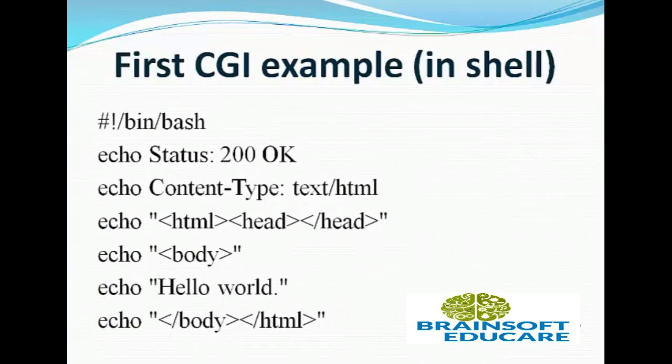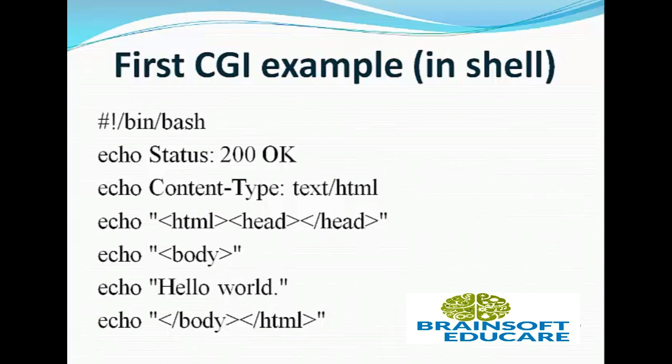We will also see a CGI example in the shell language. In the shell, we use the keyword echo. The first CGI example in shell language. We give a path in /bin/bash, then echo status of 200. Okay. Echo content type, where you can use a text type or an HTML type.